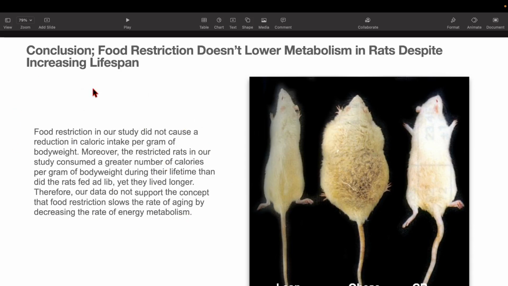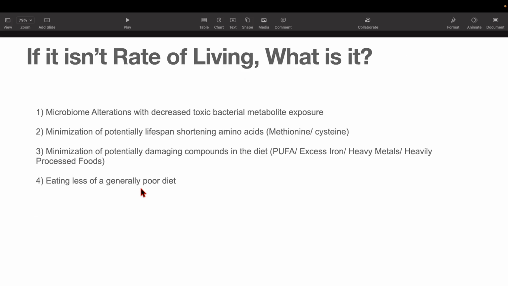Essentially, the caloric restriction here is actually increasing the metabolic rate in the rats, or at least the metabolic rate is staying the same between the ad libitum fed rats and the calorically restricted rats. Now, there's a couple things I want to point out, and so we'll get into this in the next slide.